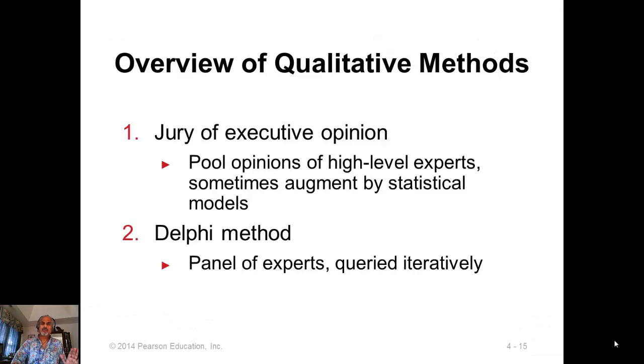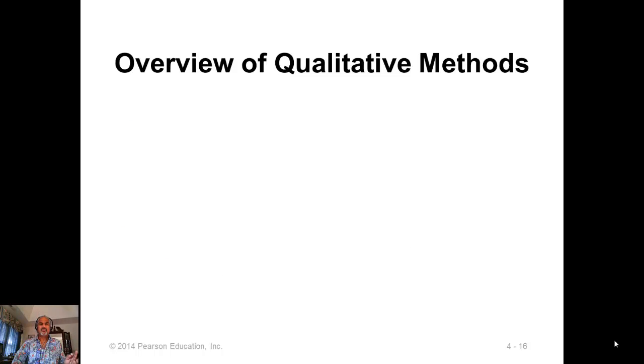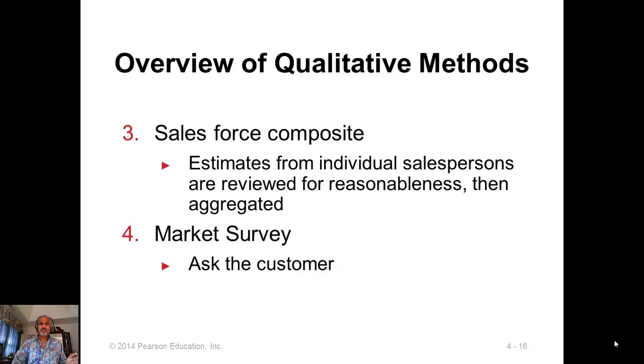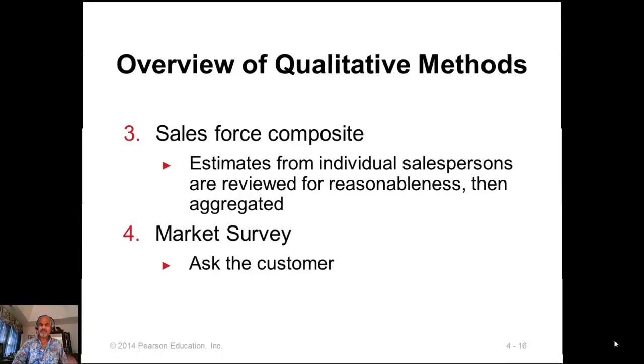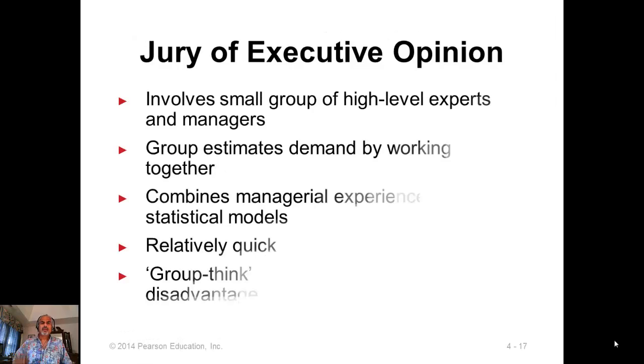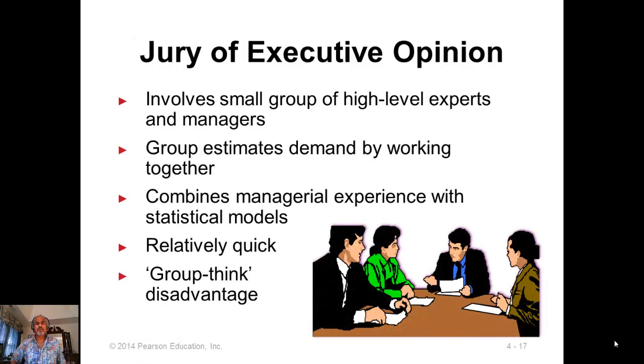Let's look at the qualitative methods briefly. Jury of executive opinion, Delphi method, Salesforce composite, and market survey are the four that we will discuss briefly. First is jury of executive opinion, where you gather together a small group of high-level experts and managers, and then they discuss all the relevant issues, work together and come up with a forecast.